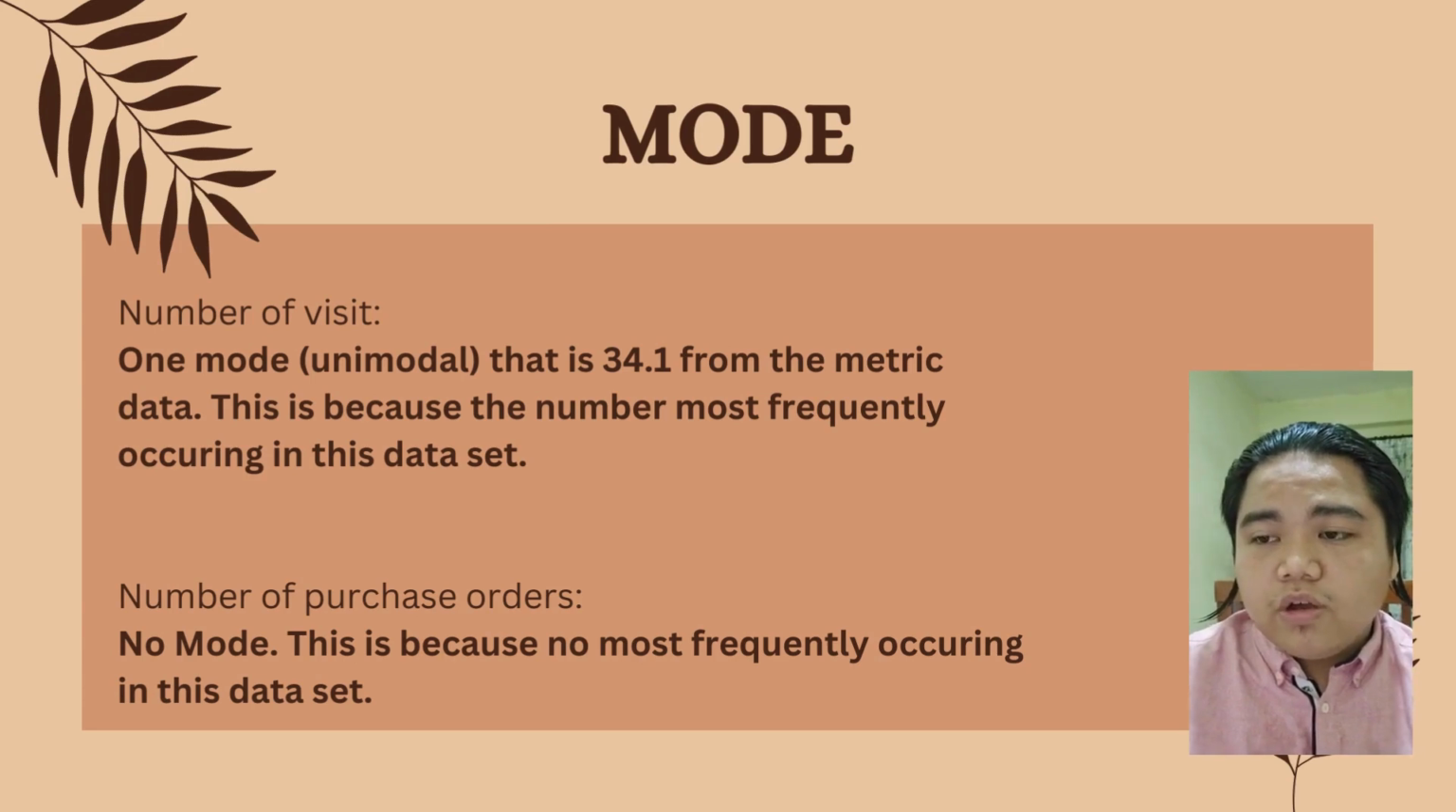First of all, we need to find the most frequently occurring number in our data. It could be no mode, many modes, or just one mode. In my answer, for the number of visits I got one mode, which we call unimodal, and from the data it is 34.1. For the number of purchase orders, I got no mode.